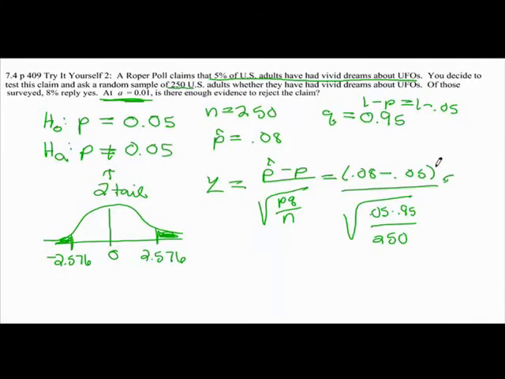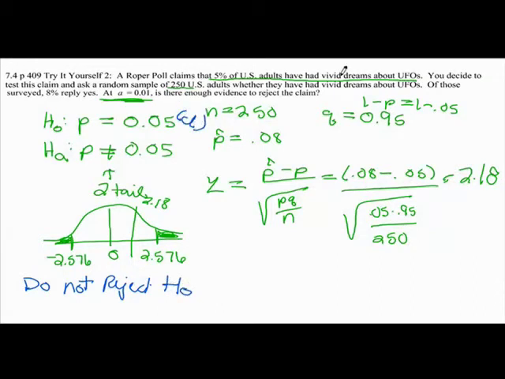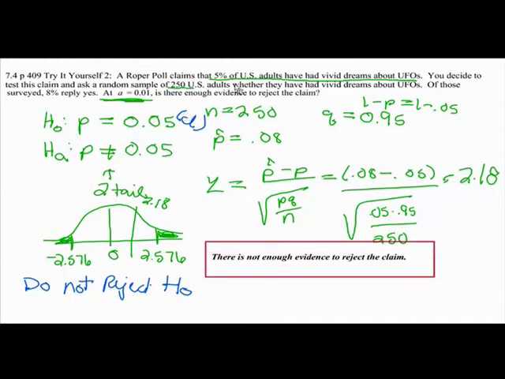So that's going to give us 2.18. So 2.18 is not in the critical region, and therefore we do not reject the null hypothesis. So do not reject the H sub 0. Now the H sub 0, we forgot to label this, is the claim, because they wanted to say that 5% have vivid dreams. So CL is my claim here. Therefore, there is not enough evidence to reject the claim that 5% of adults have vivid dreams about UFOs.